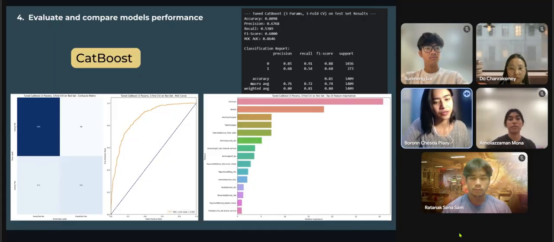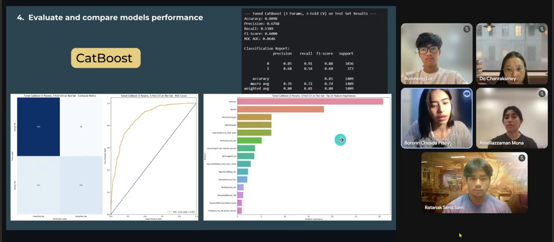toward predicting negative. And the feature importance plot identifies contract as the top predictor, followed by tenure and monthly charges, while multiple lines, no phone service has the least impact, which is less than 5.